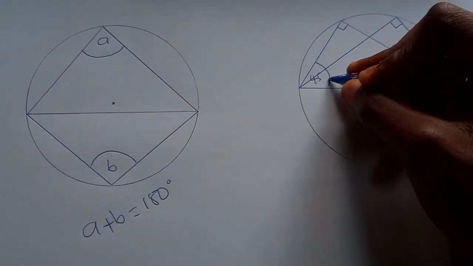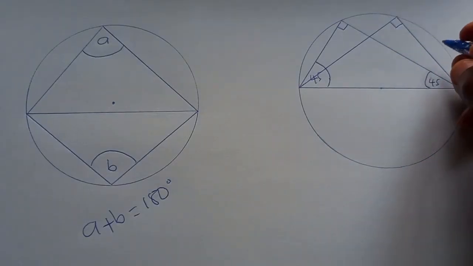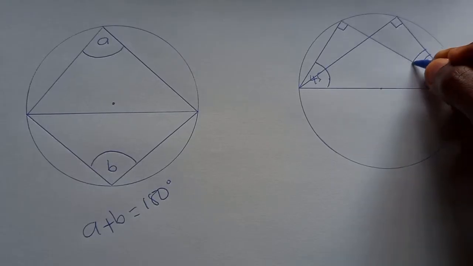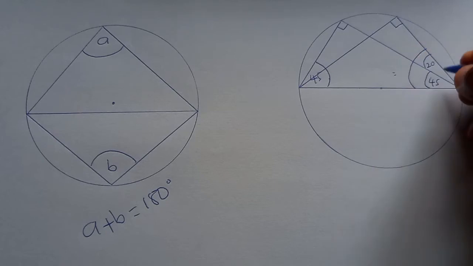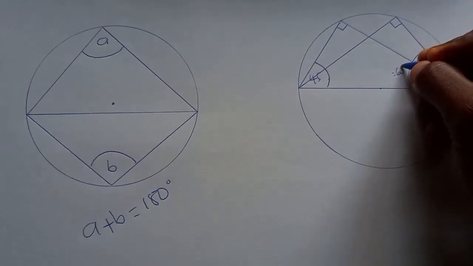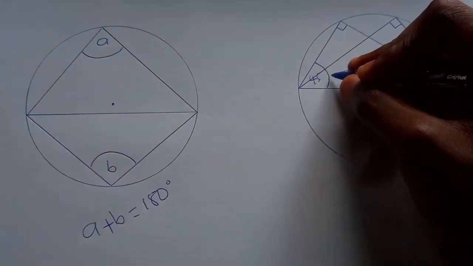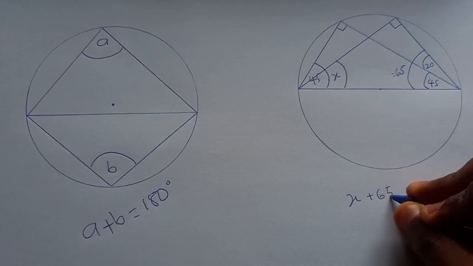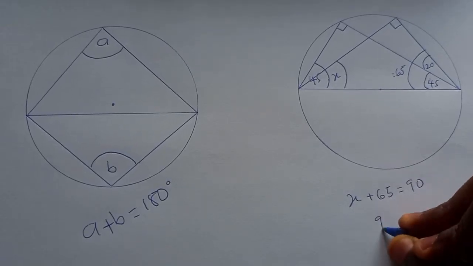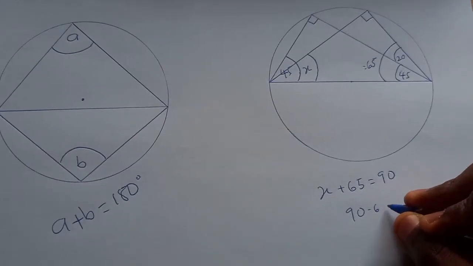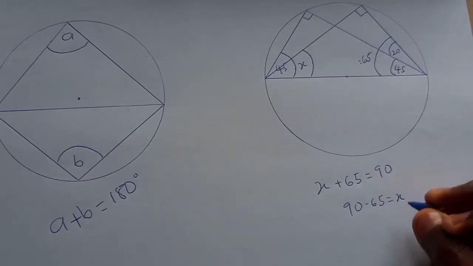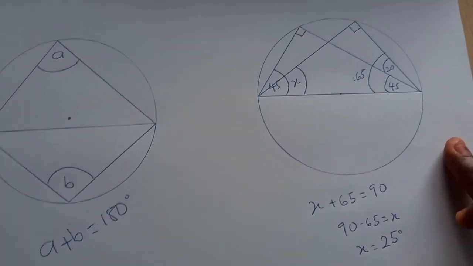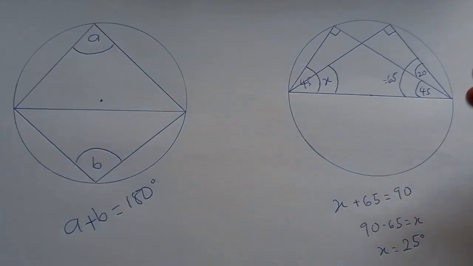Okay, so then if you are given this point, we have this angle to be 20, making this whole angle to be what? 65. It means that to find this angle, say x, 65 plus x is equal to 90. Therefore 90 minus 65 is equal to x, and x here is equal to 25 degrees. So just be playing around with the rules, okay, much more.